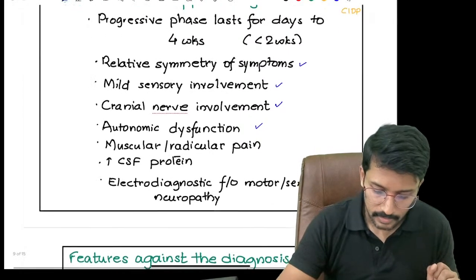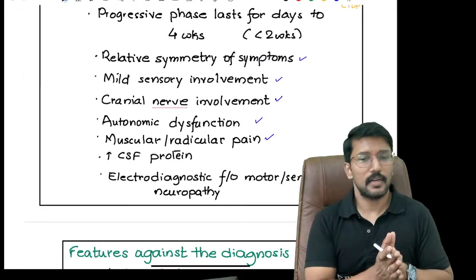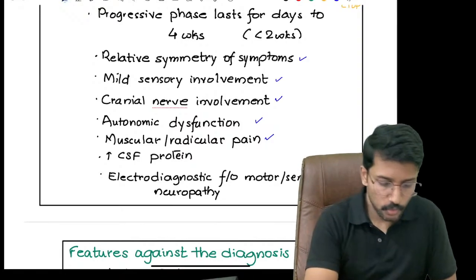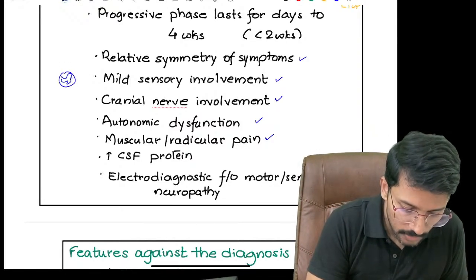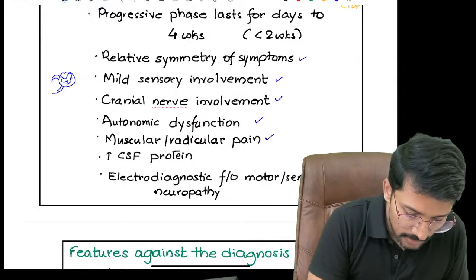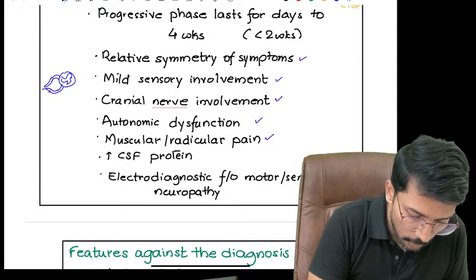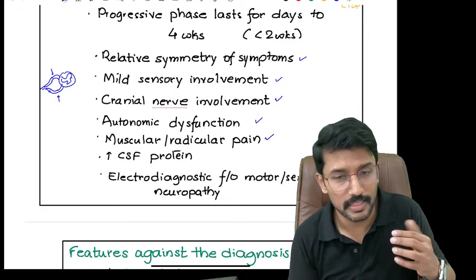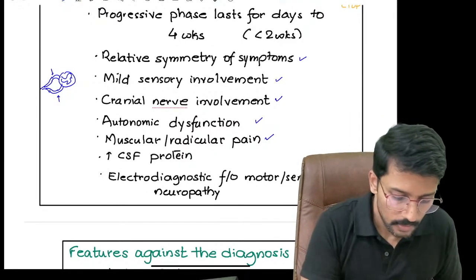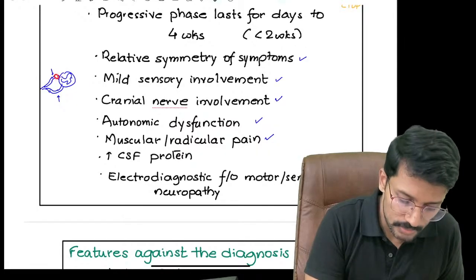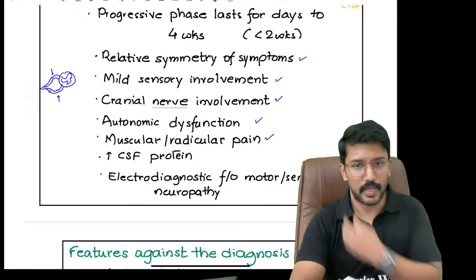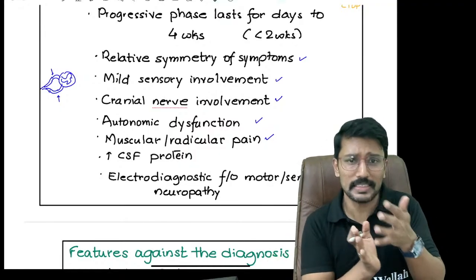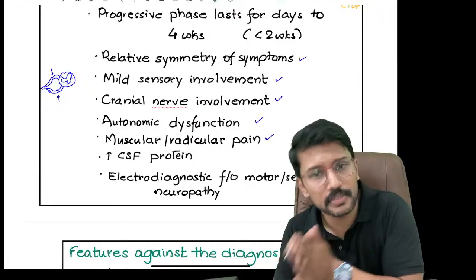Then mild pain of the affected muscles, or the radicular type of pain. Now, what do I mean by radicular type of pain? When you study the spinal cord, you have spinal nerve roots coming and forming a spinal nerve. These are the ventral rami and dorsal rami, called spinal roots. So when some damage happens to these roots, the pain is a radiating type of pain. The pain radiates along the distribution of that spinal nerve. So if you have such a pain, that again favors the diagnosis of GB syndrome.